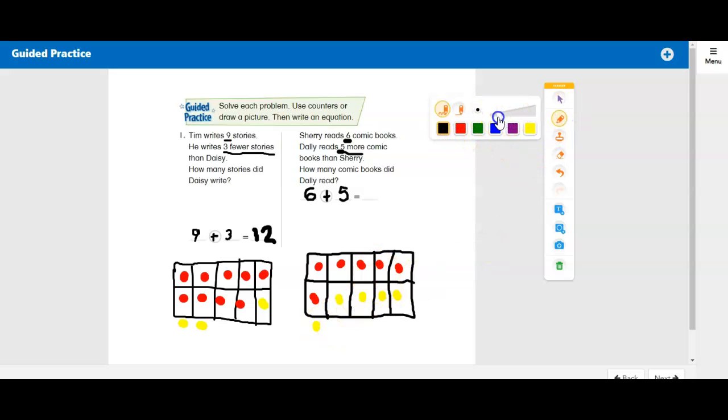So after I have made 10, I just need to count the 1 more. So what is 10 plus 1? 10 plus 1 is 11. Which is the same as saying 6 plus 5 is equal to 11.